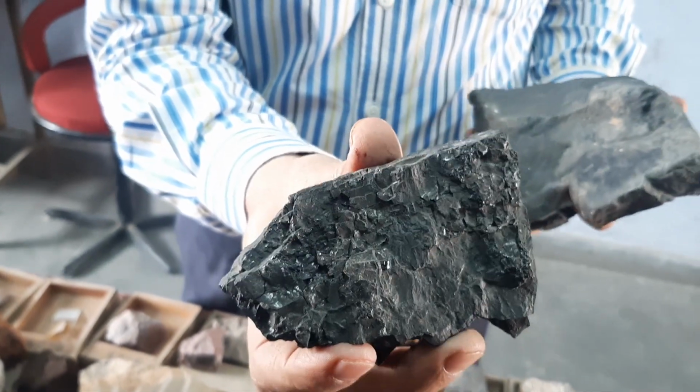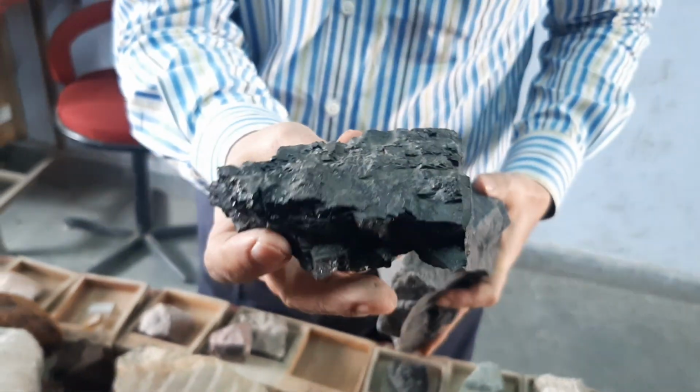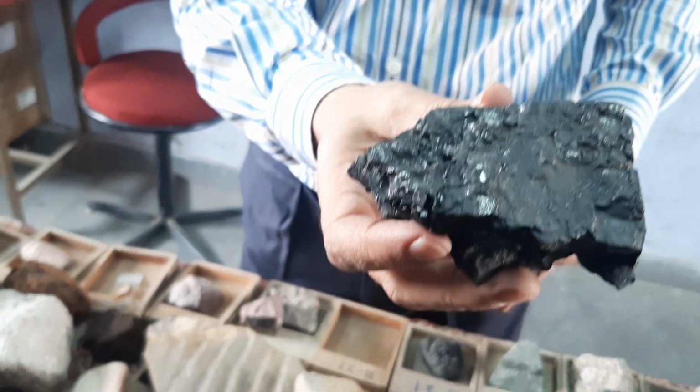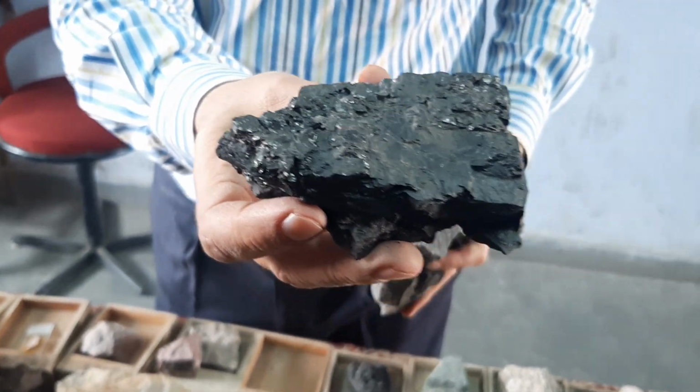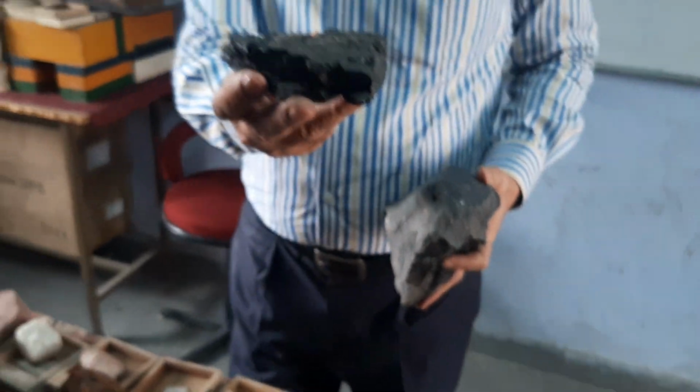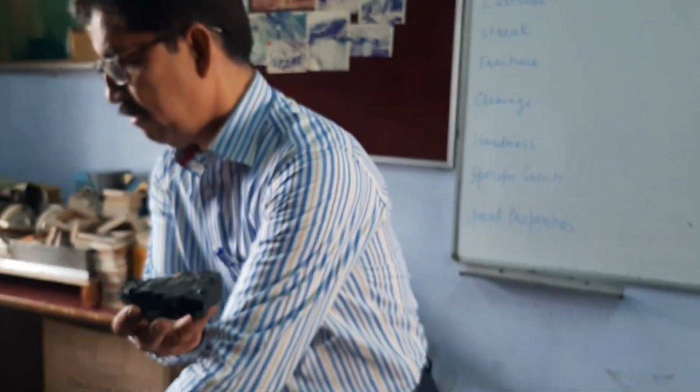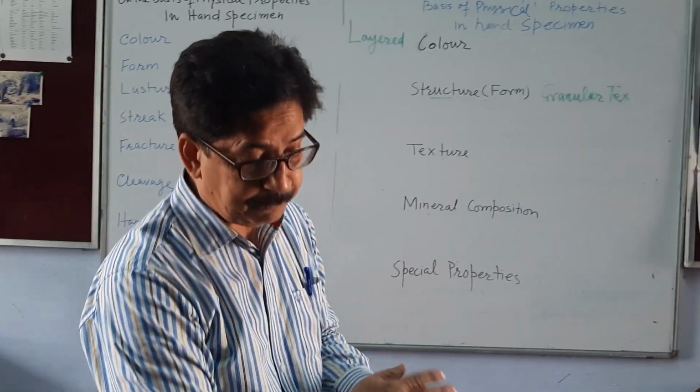It has a lot of vitrinite, which is reflecting light. This is called vitrinite. So the presence of vitrinite means this coal has a very high calorific value. So these are all organosedimentary rocks.